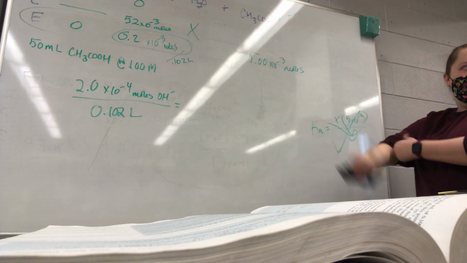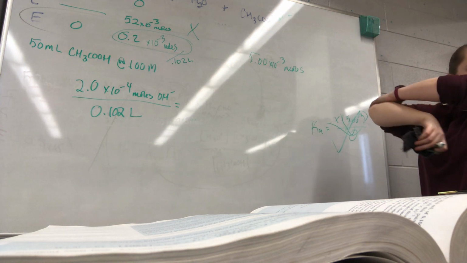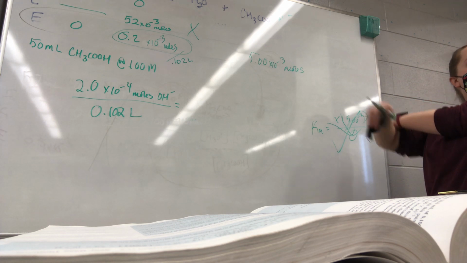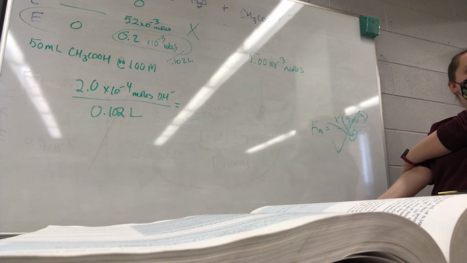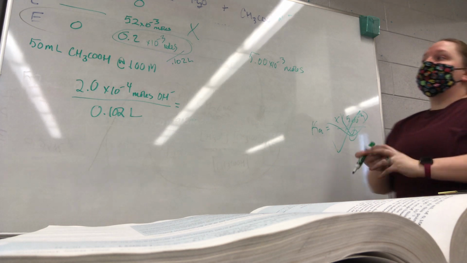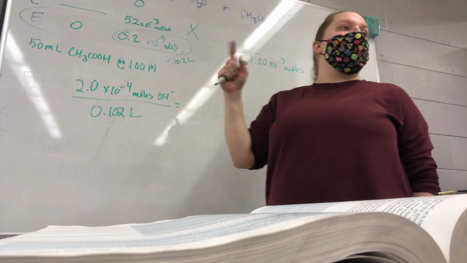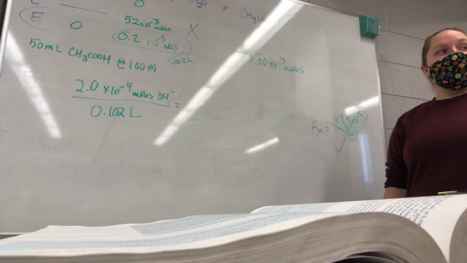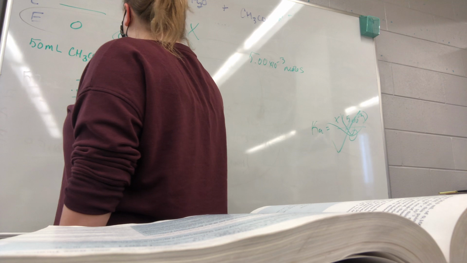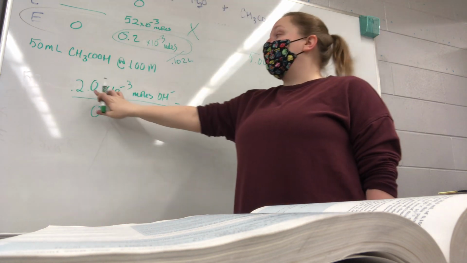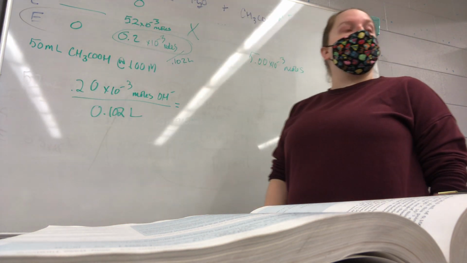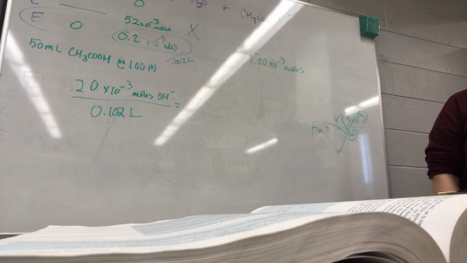What'd you get? Gotta do the math. Oh, so 0.2 times 10 to the negative third just became 2 times 10 to the negative fourth. I just moved the decimal. I can leave it. Do you want me to leave it? That's fine, you can do it, but I'm not gonna do it. That's okay. You don't have to. You can do 0.2 times 10 to the negative third in your calculator. That's fine.